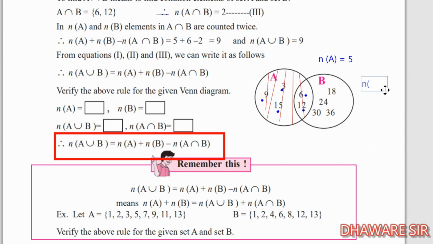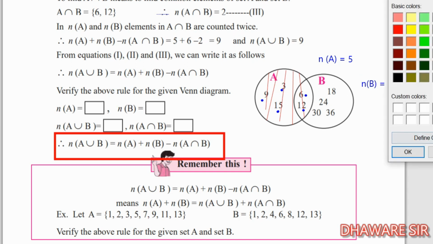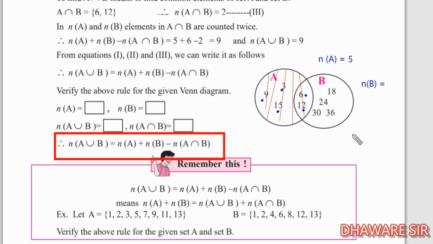N, we are writing the number of elements as the smallest. B is equal to how many elements? Let us count. We are using a different color to identify the elements. So the number of elements in set B: 6, 12. We are counting 6 two times and 12 also two times, because 6 belongs to set A, and 12 also belongs to set A. Therefore we are going to count 6 repeatedly.